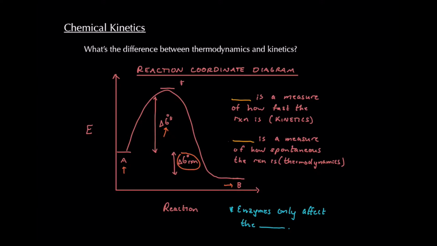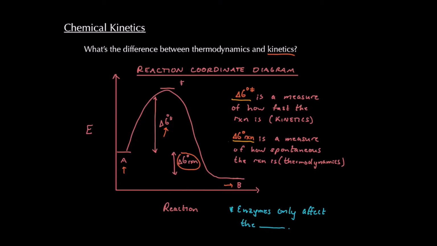So delta G naught double dagger, and that's how we denote it, with this sort of dagger with two lines through it, is a measure of how fast the reaction goes. So that's a measure of kinetics, chemical kinetics, and that's what we'll be focused on today. Now, on the other hand, thermodynamics is a measure of how spontaneous a reaction is, and that's going to be our delta G naught of our reaction. So these are two different values, and it's important to note that these are completely independent of each other.